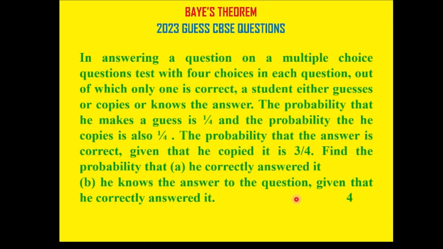So, if I make it a 2023 guess question, it will appear like this. The question goes like this: there is a multiple choice question with 4 choices, and this has to be taken care of.